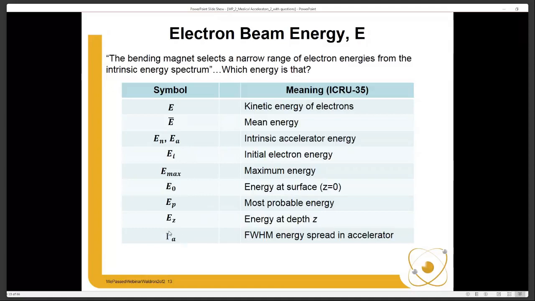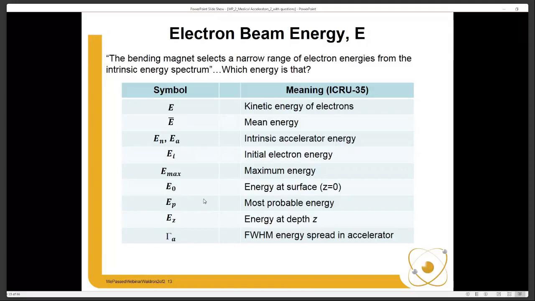ICRU-35 uses gamma to refer to the energy spread. In this case, gamma sub A refers to the full width half maximum of the energy spectrum in the accelerator, really in the bending magnet at this point. And of course, normally when we see these designations, we see them combined. The most probable energy at the surface of a phantom is going to be called E P, zero. And we can have an E P, Z, and so on and so forth. So they're not always just these designations, but it would take several slides to be exhaustive.